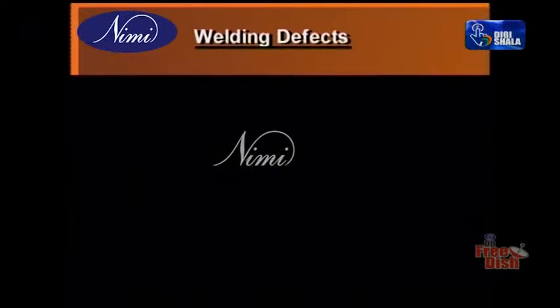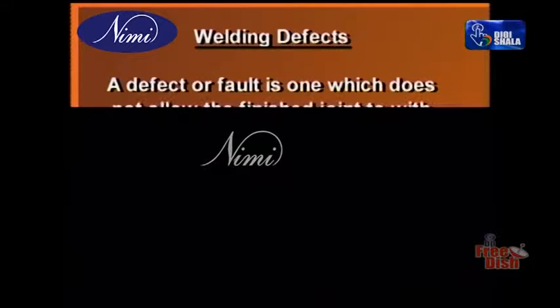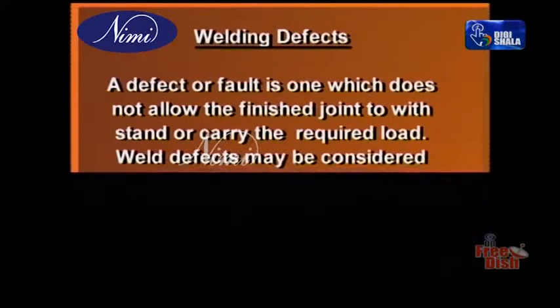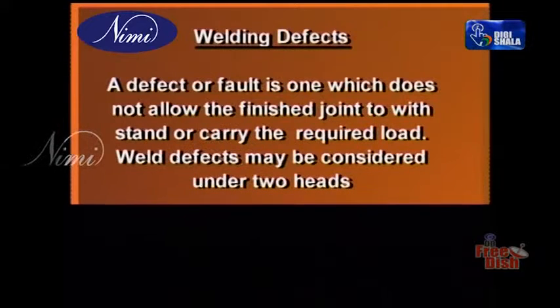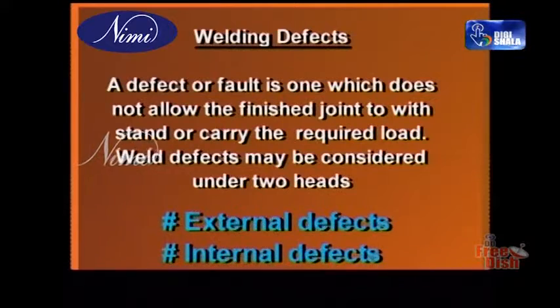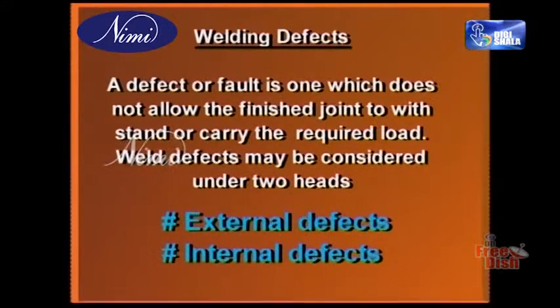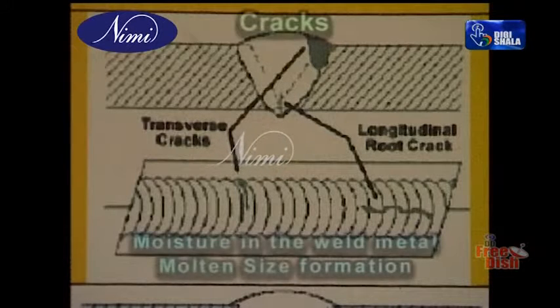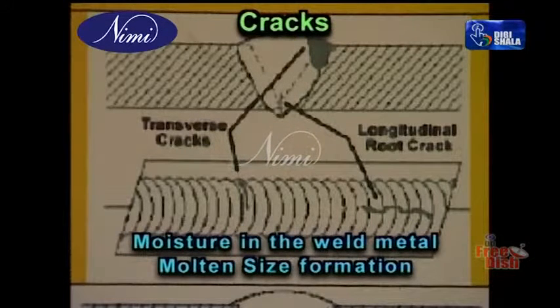Welding defects. A defect or fault is one which does not allow the finished joint to withstand or carry the required load. Weld defects may be considered under two heads: external defects and internal defects. Let us now study some of the defects in welding. Cracks are one of the important defects which we have to eradicate. The moisture in the weld metal and molten slag formation are some of the reasons for the cracks.